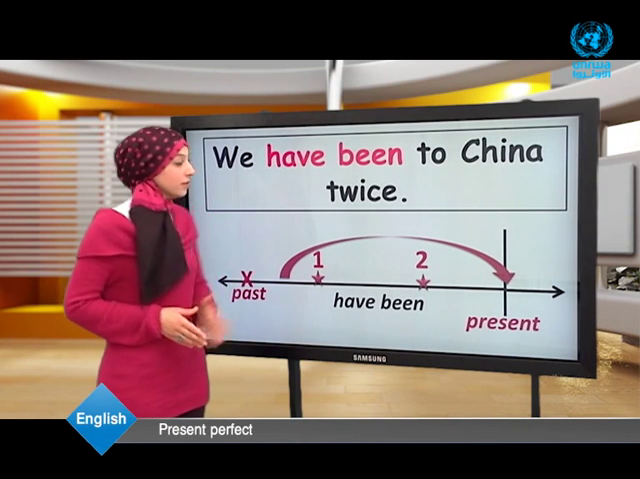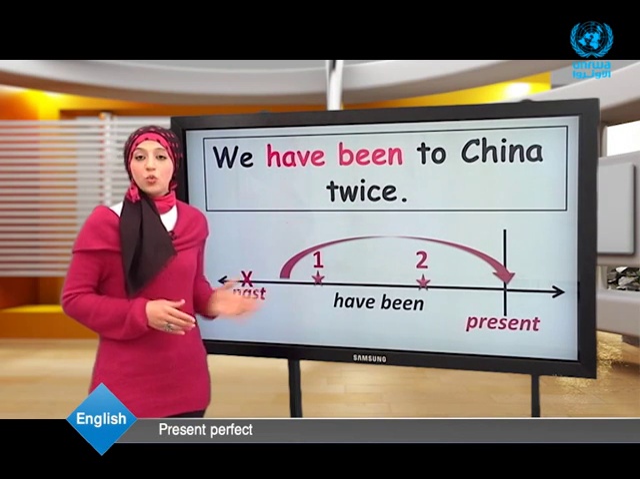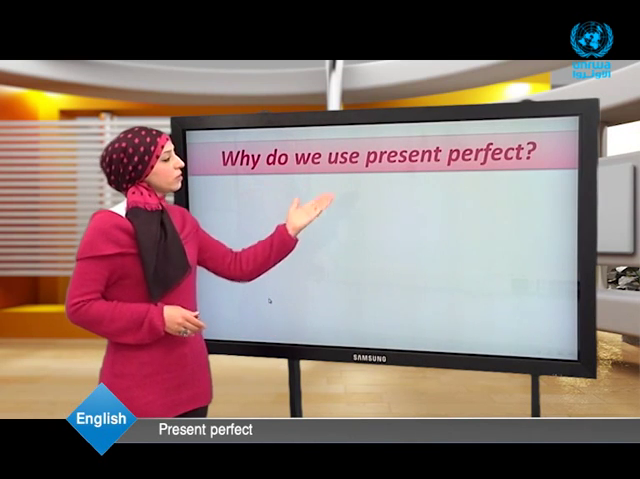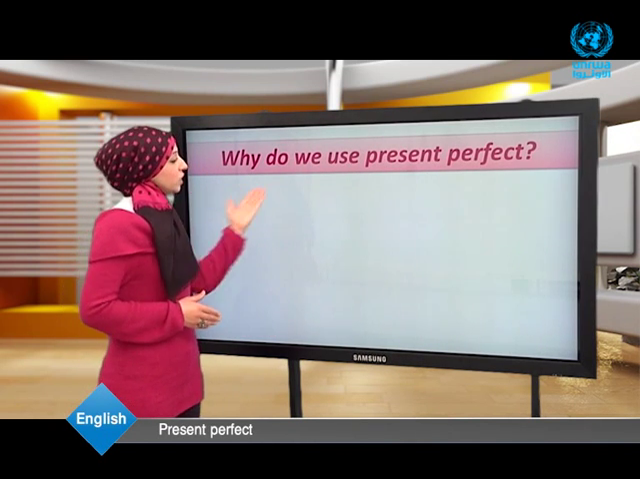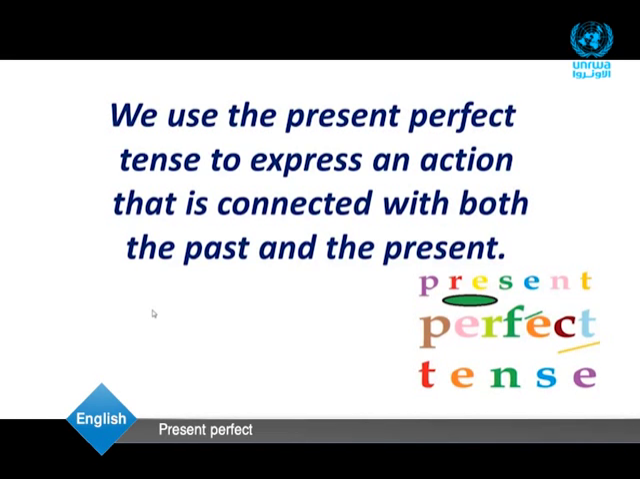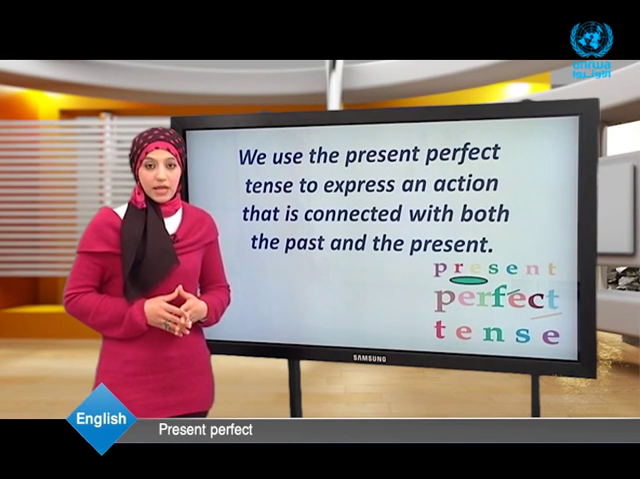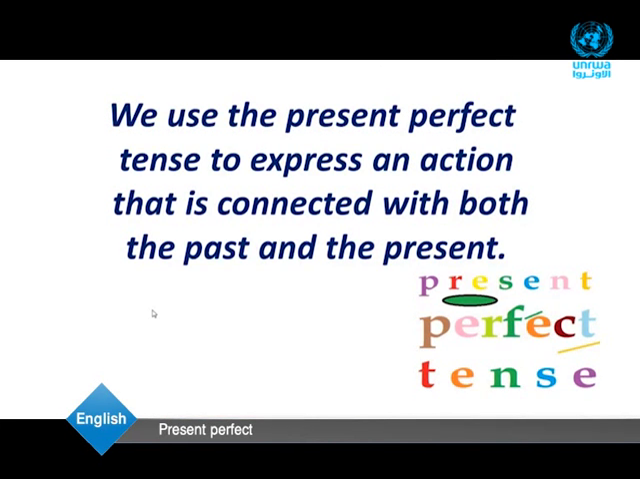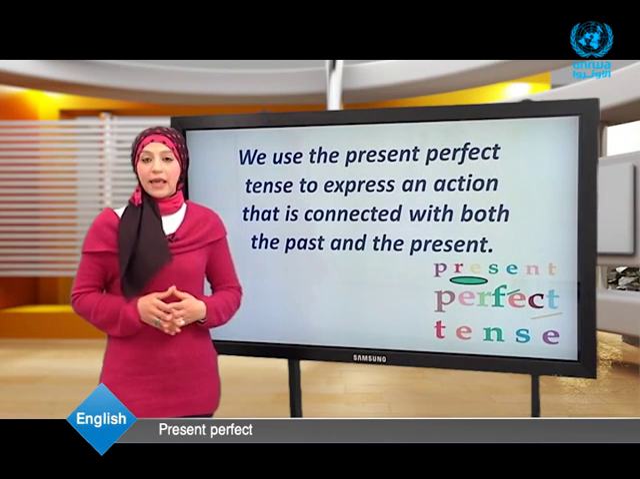Again, let's read the sentence. We have been to China twice. Now, let's answer this question. Why do we use the present perfect? Now, let's see the answer. We use the present perfect tense to express an action that is connected with both the past and the present. Let's read it one more time. We use the present perfect tense to express an action that is connected with both the past and the present.